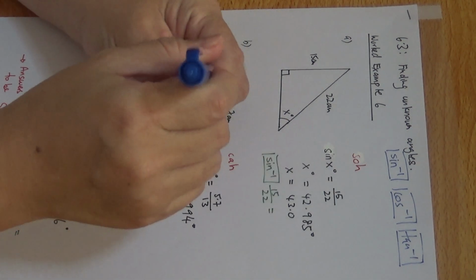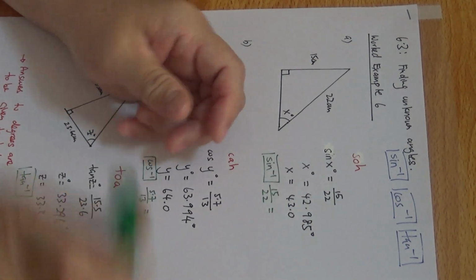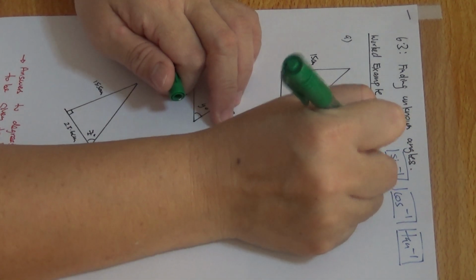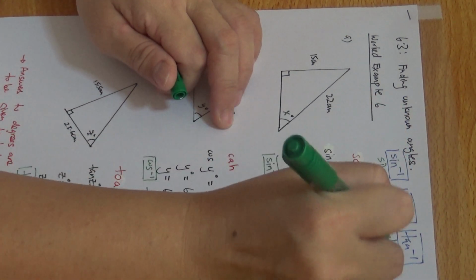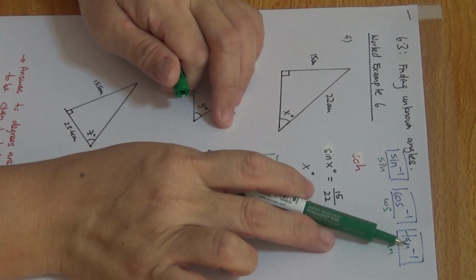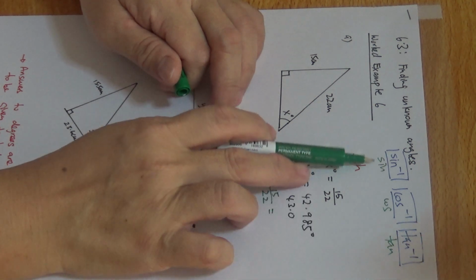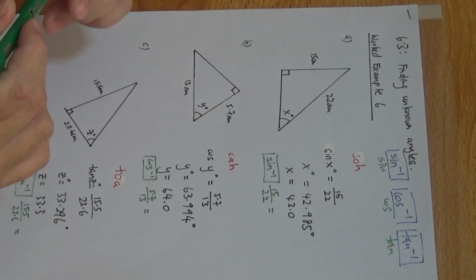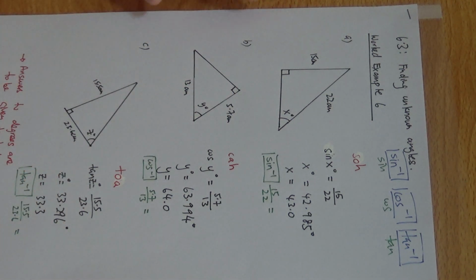Most likely you have to press the second function key or the inverse key to get to the top. These three functions are found on top of the sine, cosine, and tangent functions. In order to use them, you have to press the second F key or the inverse key to get to the top. Alright, now I'll be going on to worked example 6.